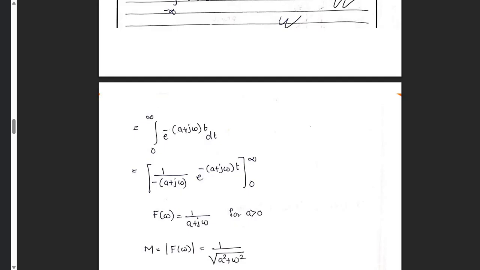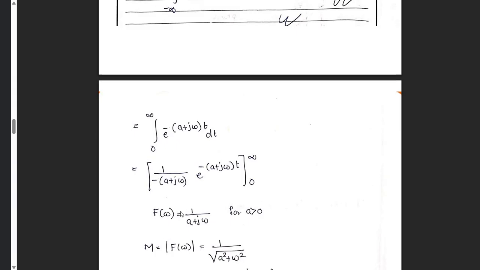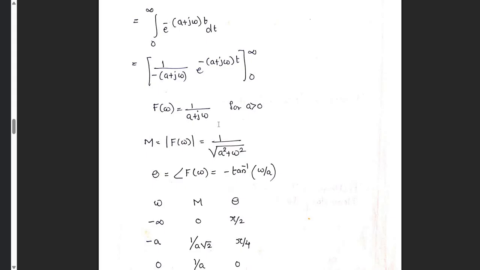Therefore, the integration of e raised to minus a plus j omega t will be e raised to minus a plus j omega t divided by minus a plus j omega, over the limit 0 to infinity. So that comes out to be e raised to the upper limit infinity, e raised to minus infinity is 0, and e raised to 0 is 1. So minus 1, minus minus sign plus, and therefore F of omega, that is the Fourier transform of this, will be 1 upon a plus j omega for a greater than 0.